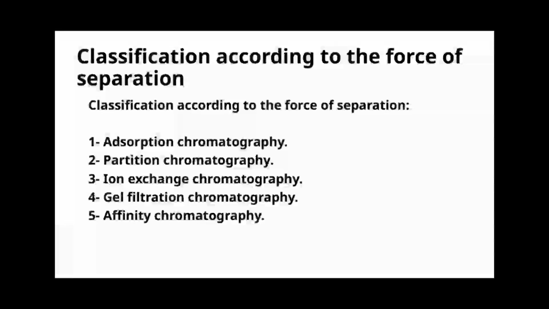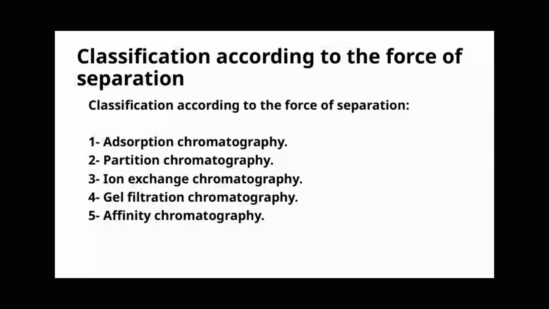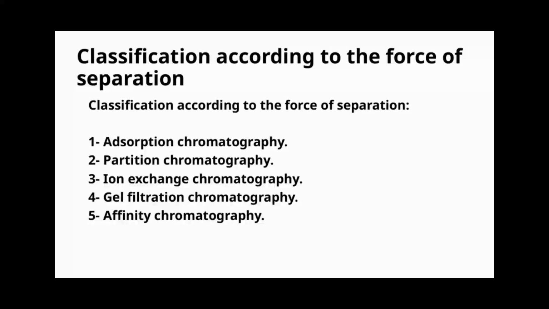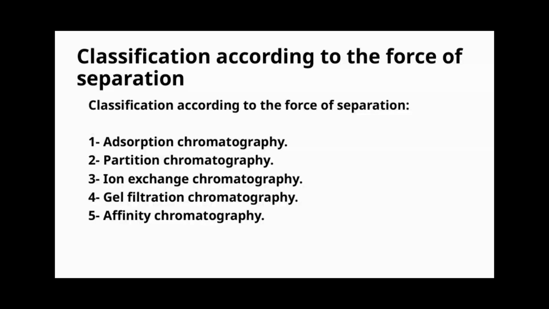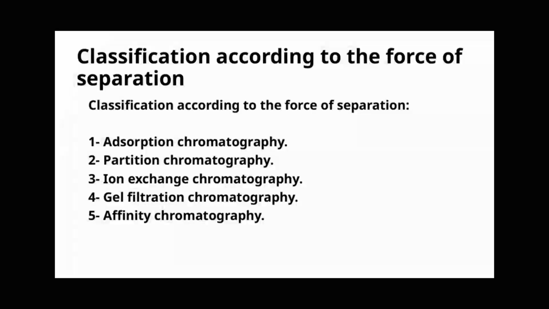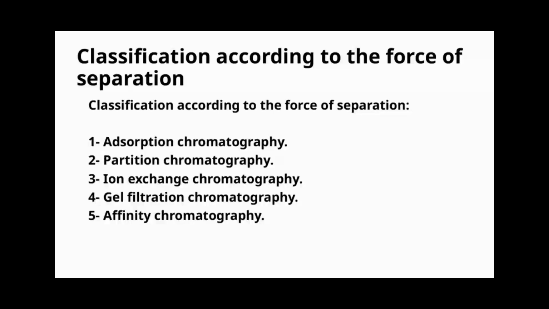First, we have adsorption chromatography, where separation occurs due to the different affinities of substances for the stationary phase. Next is partition chromatography, which relies on the distribution of compounds between two immiscible phases, typically a liquid stationary phase and a mobile phase. Then there's ion exchange chromatography, where separation is based on the charge properties of molecules, often used for charged ions or molecules.